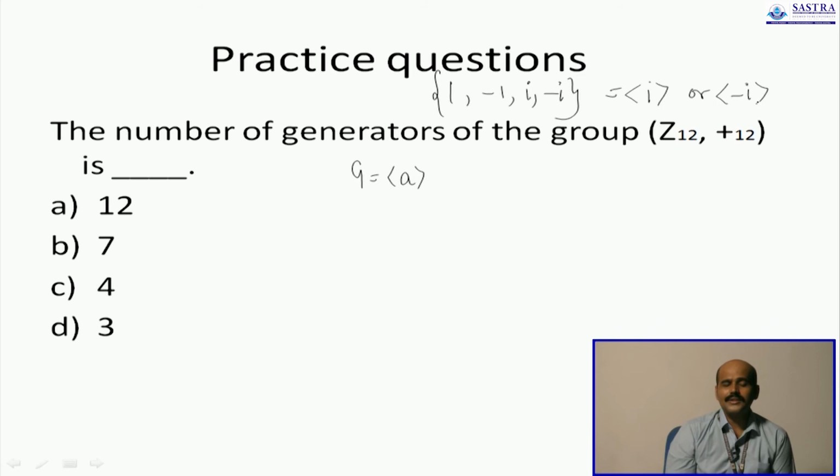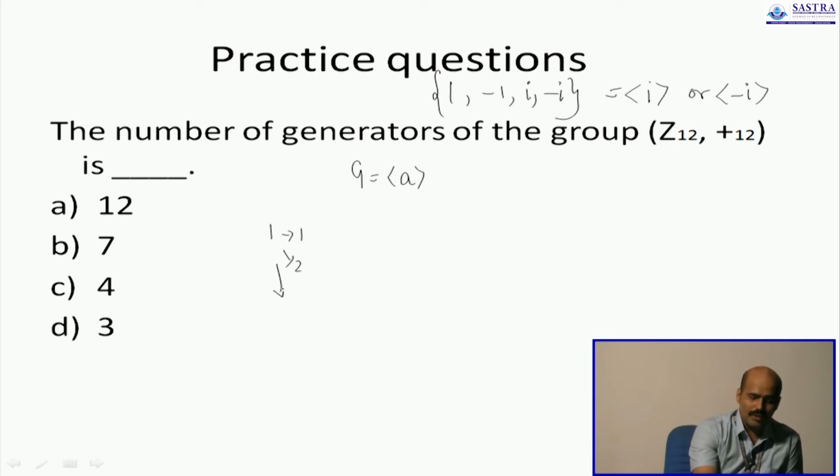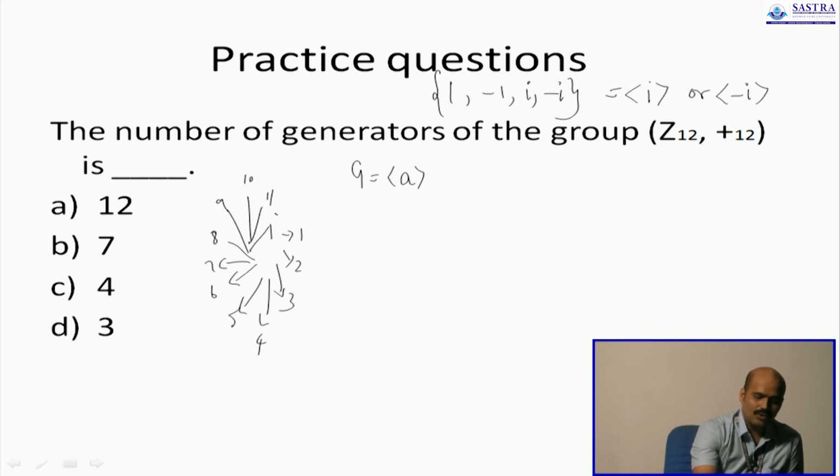And the question is, how many generators does this group Z12 plus 12 have? So it goes without saying that the group is actually cyclic, but we are concerned about the number of generators in this group. Can 1 generate? Of course 1 generates, because 1 added to 1 itself is 2, 1 gives you 1, gives you 2, gives you 3, 4, 5, 6, 7, 8, 9, 10, 11, and also gives you 0.